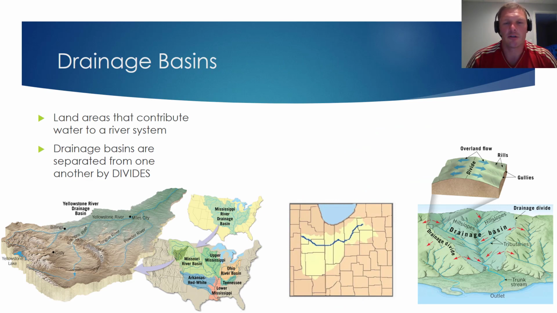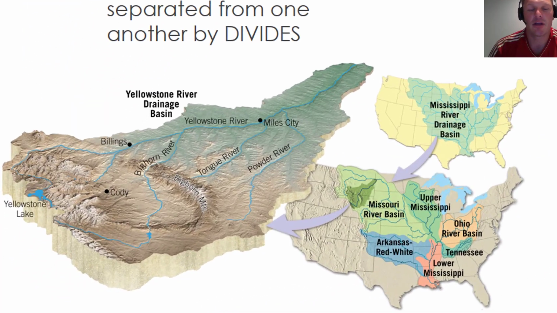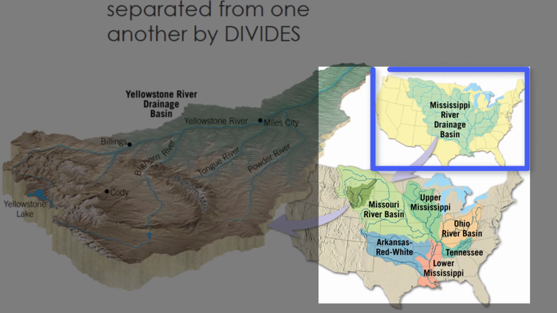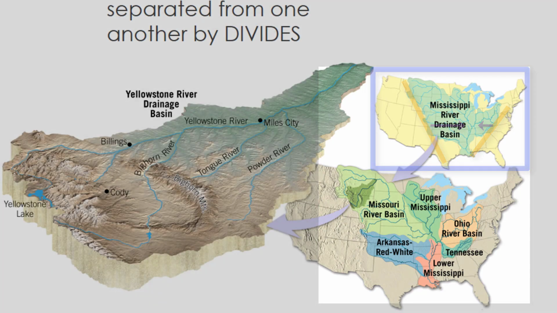I'm going to start off this runoff discussion by taking a broad lens view of the movement of water across land. Drainage basins are land areas that contribute water to a river system. The bottom left image shows you the Mississippi River drainage basin, and it is enormous. As depicted in the top right image, just about any water between the Rocky Mountains and the Appalachian Mountains is ultimately going to funnel its way to the Mississippi River.